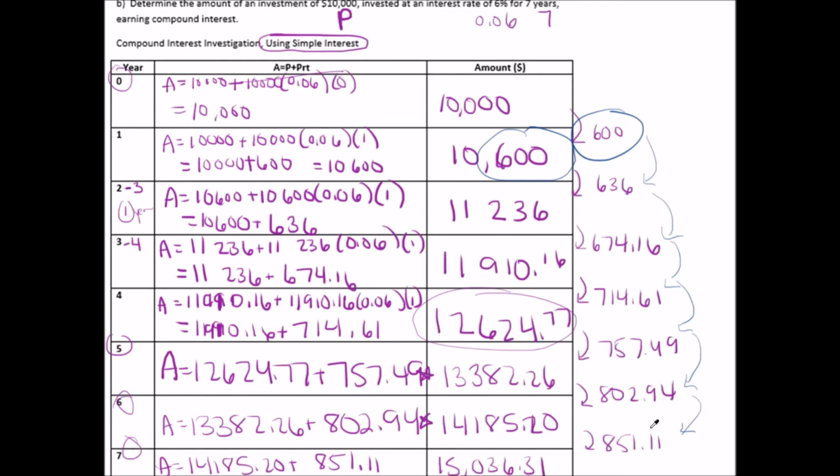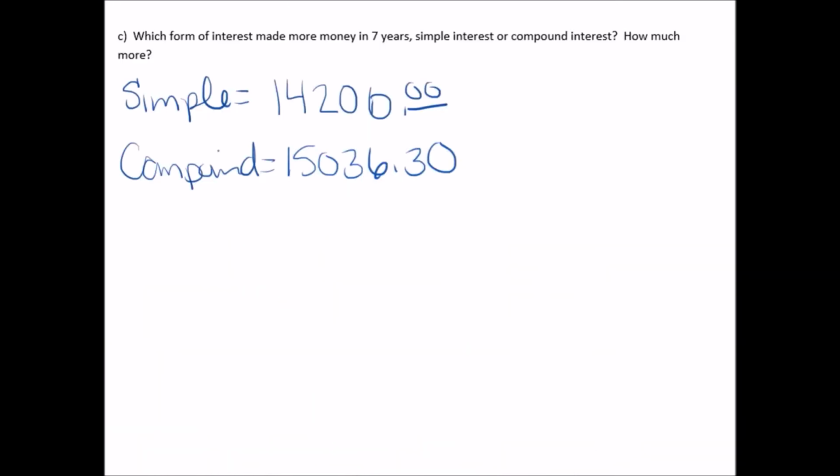Now let's reflect. Okay, so now let's reflect. C. Which form of interest made more money in the 7 years? Simple or compound, and how much more? Well, so the simple interest kicked out 14,200, which was interest of a total of 4,200. Compound interest kicked out 15,036.30. Okay, every penny counts. So that was an interest of $5,036.